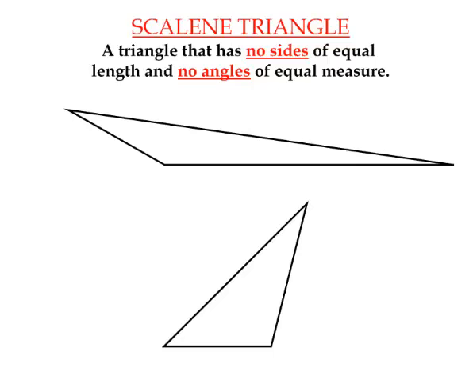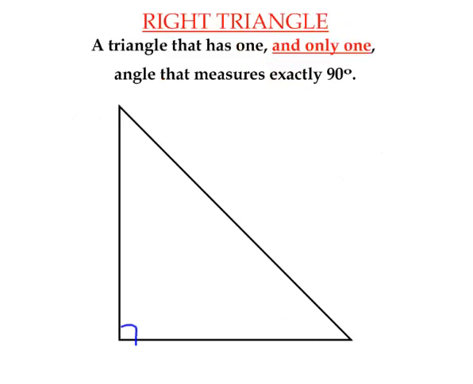There are 3 ways to classify triangles by sides. Let's look at how to classify them by their angle measurements. Here we have a right triangle. A right triangle has only one right angle.